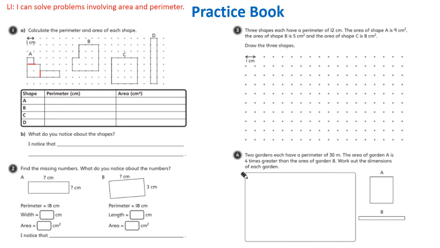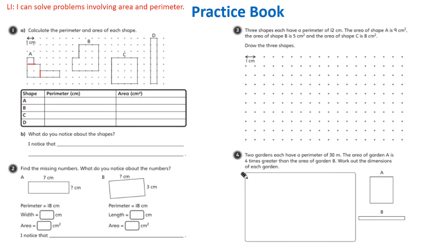In B, you're going to split that into two. C and D, you're just doing the counting. Part B asks you what you notice about shapes. So you'll be able to answer that once you've filled in the table.